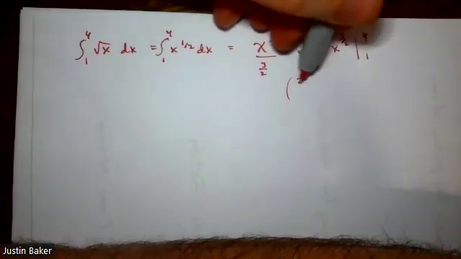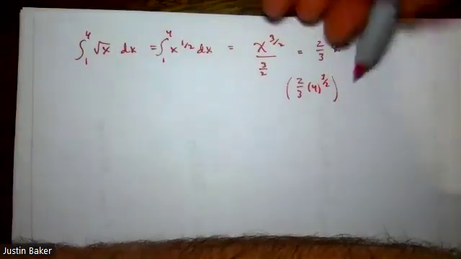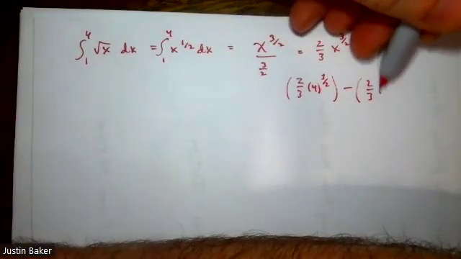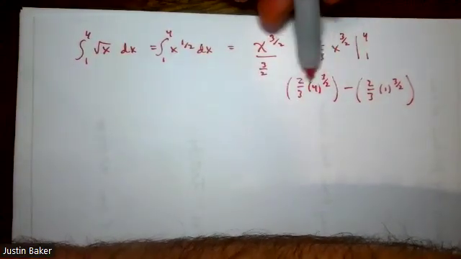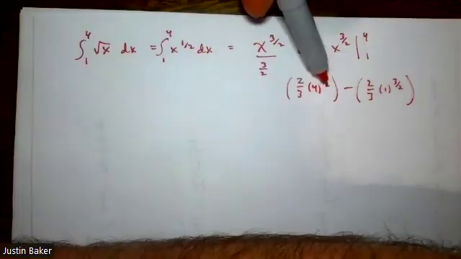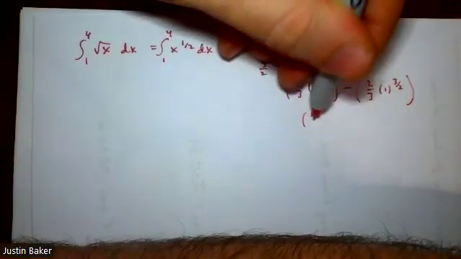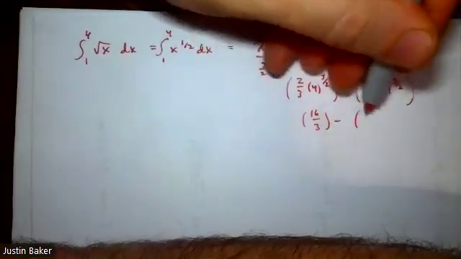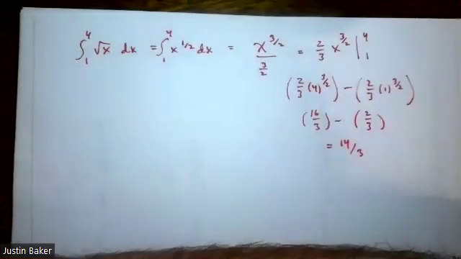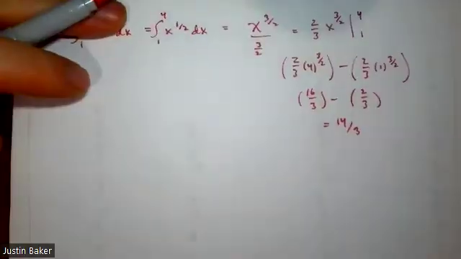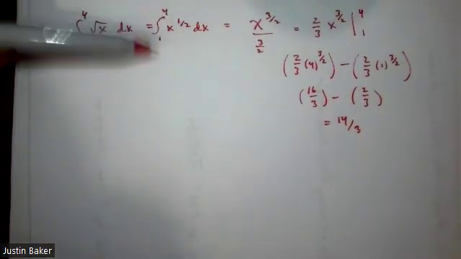So it's going to be 2/3, 4 to the 3/2 minus 2/3, 1 to the 3/2. So what does that give us now? The square root of 4 is 2, 2 to the 3rd is 8. That would be 16 over 3 minus 2 over 3, which gives us an answer of 14 over 3. Same thing with the cube root, we would make it the 1/3 power and so on.